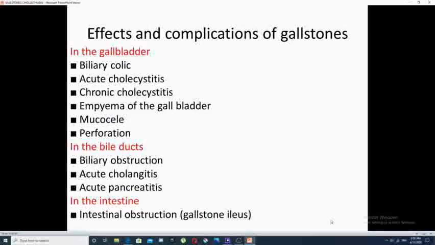So the effects and complications of gallstones could be summarized in the following way. The effect of gallstones on the gallbladder may cause biliary colic, acute cholecystitis, chronic cholecystitis, empyema of the gallbladder, mucocele, or perforation of the gallbladder. Effects of gallstones on the biliary tree may result in biliary obstruction with obstructive jaundice, acute cholangitis, or acute pancreatitis. The effect of gallstones on the intestine may result in gallstone ileus or intestinal obstruction.